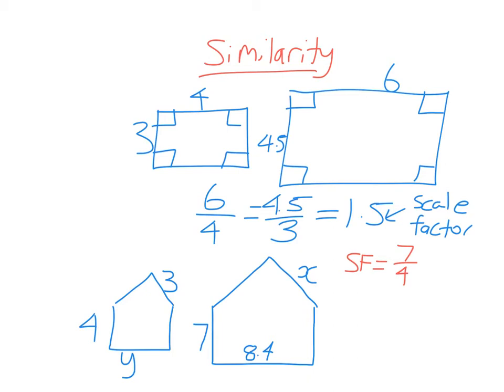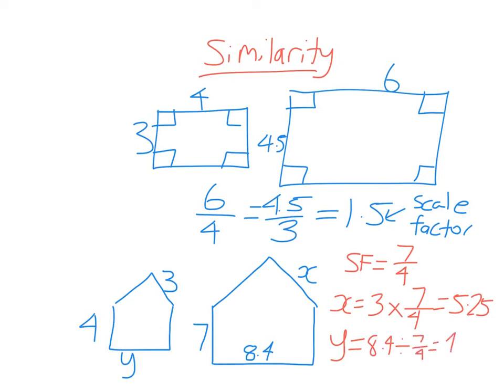So let's start off by finding x. X is in the larger shape. So x is just the corresponding side times the scale factor, and you get 5.25. Y is in the shorter shape, so it will be the corresponding side divided by the scale factor. Easy as. Now we'll go and look at similar triangles.